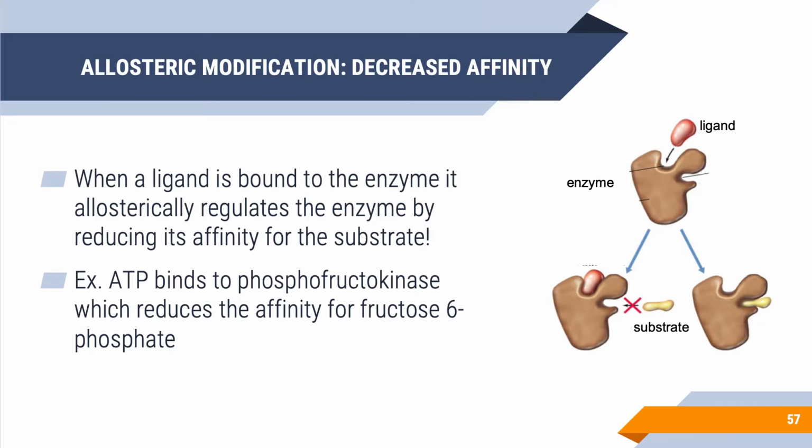So taking a step back and thinking about allosteric regulation, we talked about this last week. When a ligand is bound to the enzyme, it allosterically regulates that enzyme, in this case ATP. It's reducing its affinity for the substrate, which is fructose-6-phosphate. So in this example, ATP is our ligand. It binds to our enzyme, phosphofructokinase. It causes a conformational change, changing the shape of the binding site for fructose-6-phosphate, making it harder for fructose-6-phosphate to bind, decreasing the rate of this reaction.